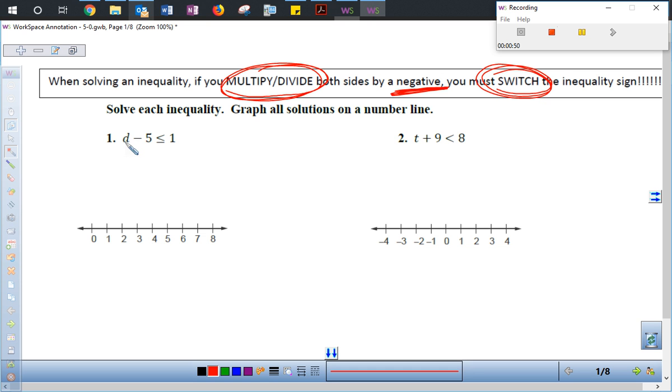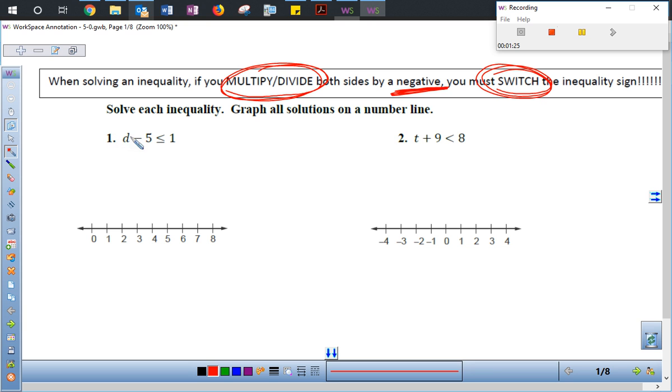So in number 1, I have d minus 5 is less than or equal to 1. So when we're solving inequalities, we want all of our variables on the left side and all of our constants on the right. This has to happen every single time. The variables have to be on the left side and the constants have to be on the right side. Not like regular equals or equations where you can say x equals 3 or 3 equals x. This one, the variable has to be on the left side.